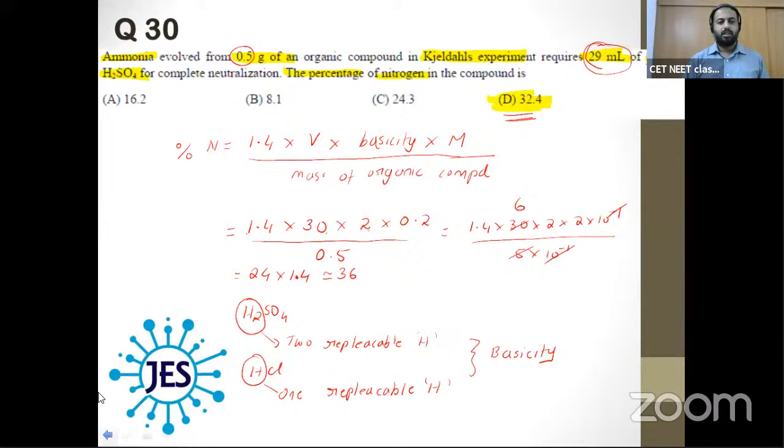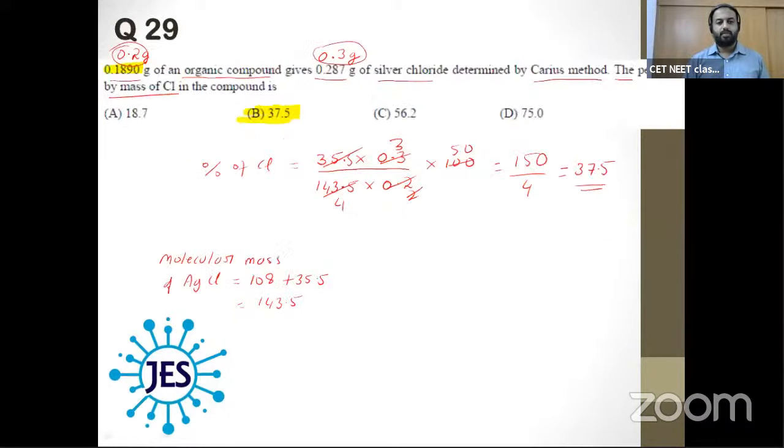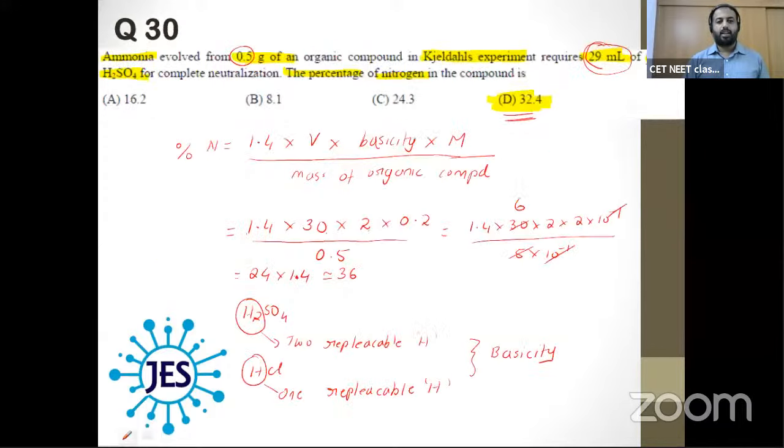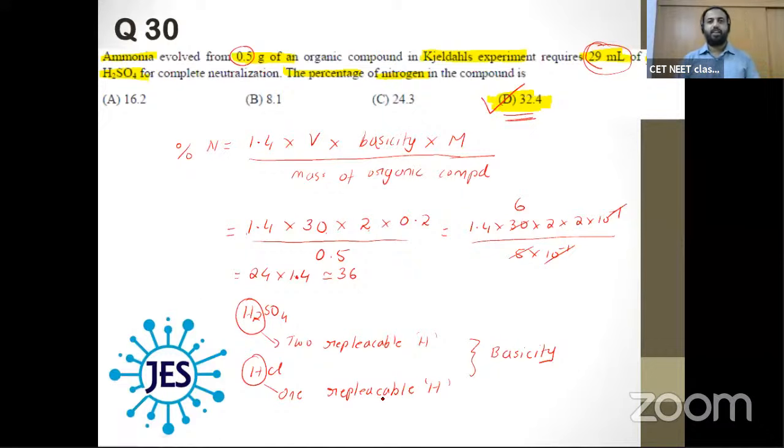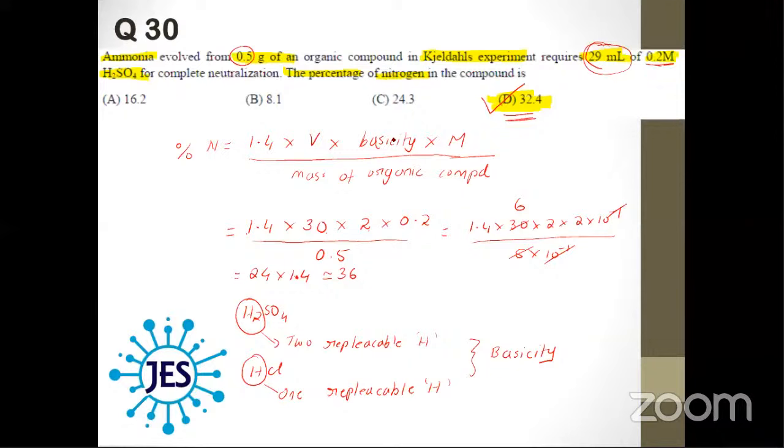Okay, one second, let me take the next slide. So the correct answer is 32.4. With this we complete our first chapter. Now we'll take up our second chapter from your first PUC organic chemistry. Let me present the next slide. Just give me a minute.